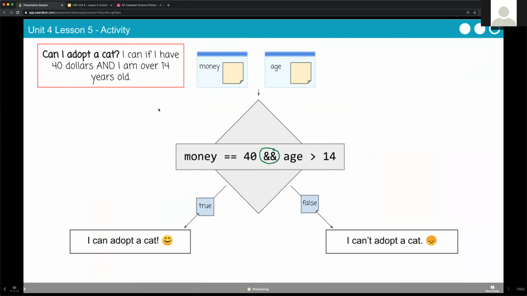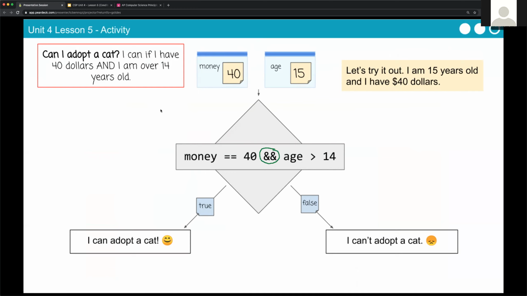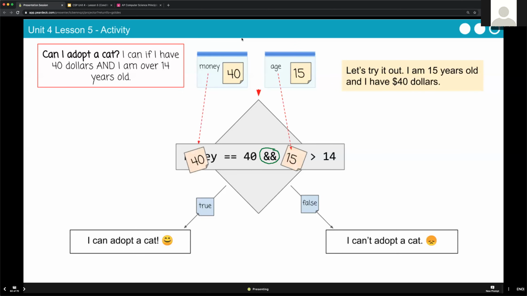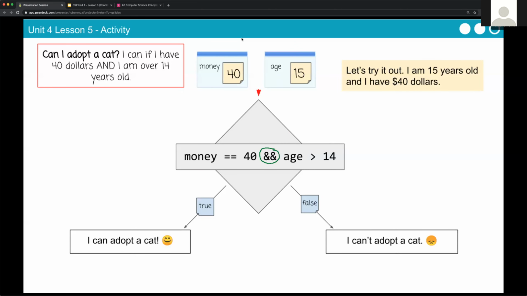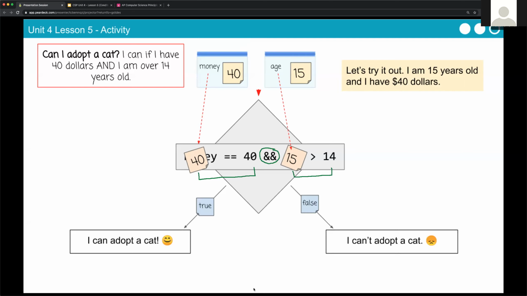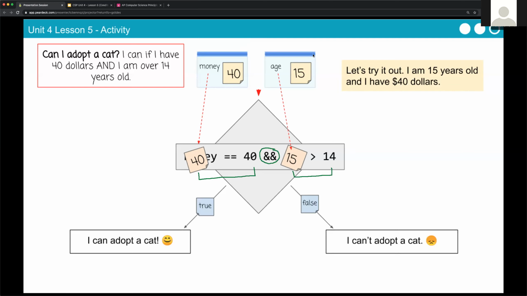So let's see, what are the values here? Let's pretend that my money is $40 and my age is 15. All right, so let's bring down the 40. There we go, and the 15. So 40 for the money, 15 for the age. And now we can evaluate this statement. Remember, for an and to be true, both sides, so this is the left side, and this is the right side, both of these sides have to be true for the entire thing to be true. If any one side is false, then the whole thing becomes false.